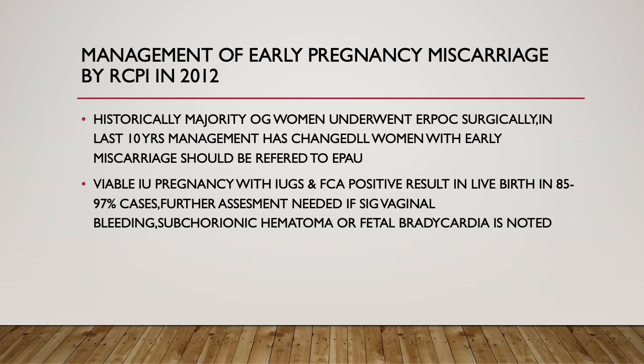In cases where there is a history of vaginal bleeding during pregnancy, a subchorionic hematoma, or fetal bradycardia, that is less than 80 beats per minute, detected in early pregnancy, further assessment by ultrasound is needed.